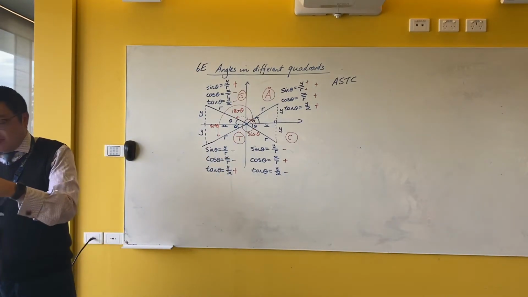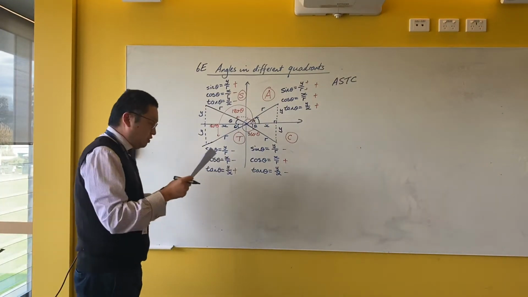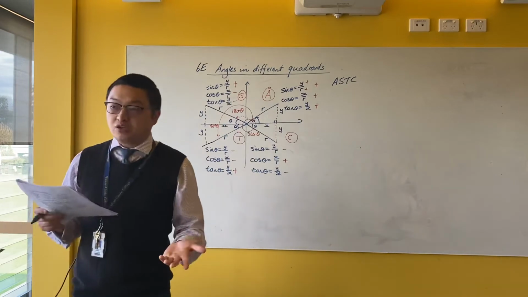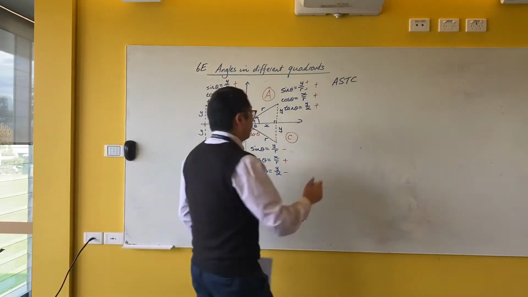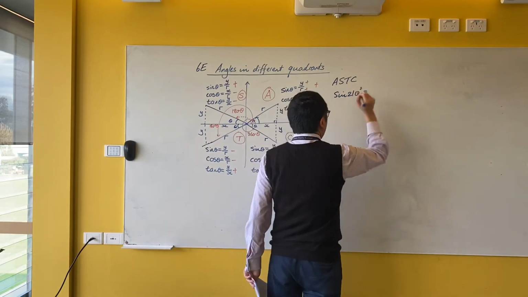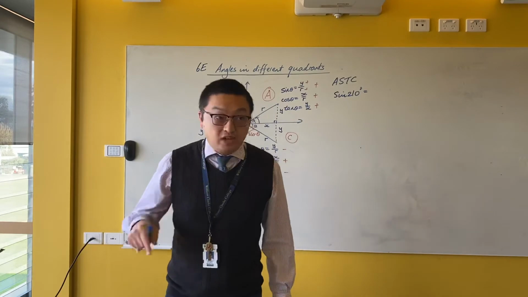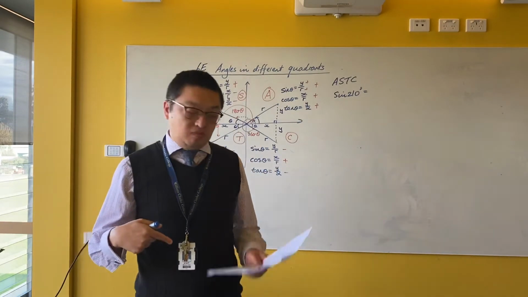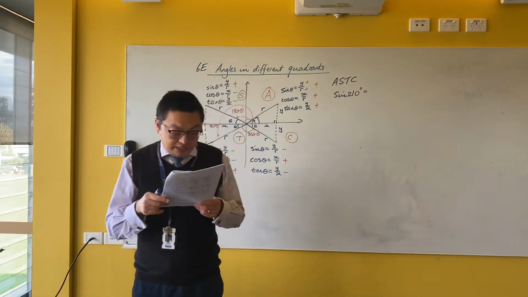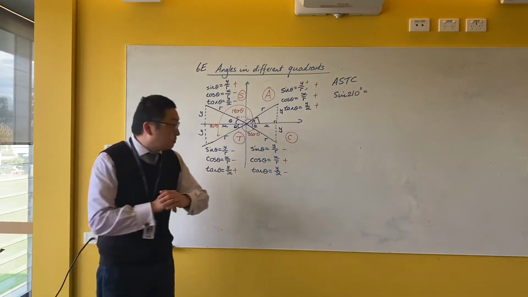Okay, let's have a look at some of the examples. I'm going to do a few, and I'll ask you guys to do a few. So let's have a look at sine 210 degrees. The idea is without using the calculator, find the exact value. Give it a go. Sorry, first one is the example, I will do it.